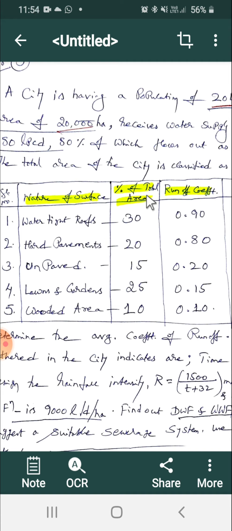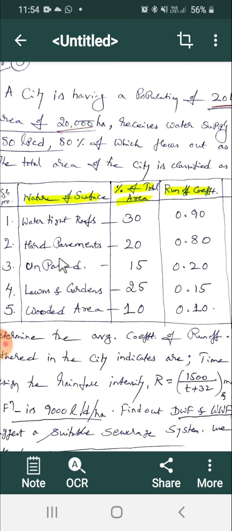Now percentage of total area, how much is it? 30% of the total area. How to read this? This is watertight roof 30. 30 means 30% of total area. That is the meaning. If you know this, the problem becomes very, very easy.